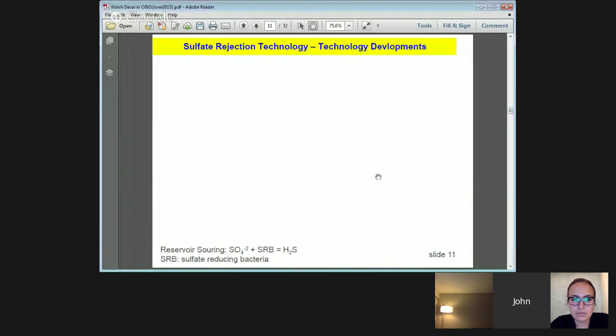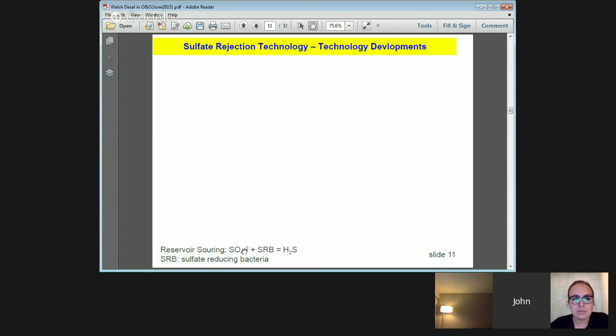Okay, so I'm not going to get the slide that I wanted, but this was another look at technology uptake for this technology. And one of the things that it shows as a recent implementation was in 2007, the Ursa platform started its sulfate rejection package, primarily to eliminate this barium sulfate scaling problem that I mentioned, but secondarily also to eliminate a reservoir souring problem.